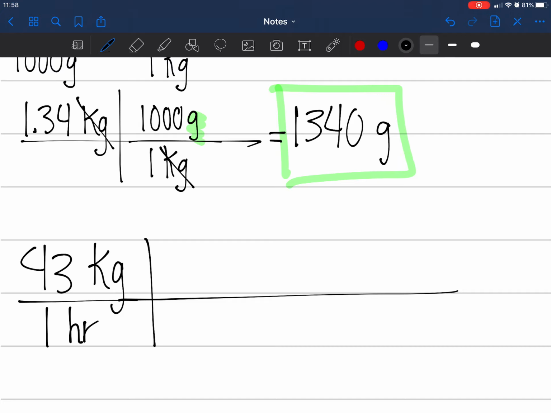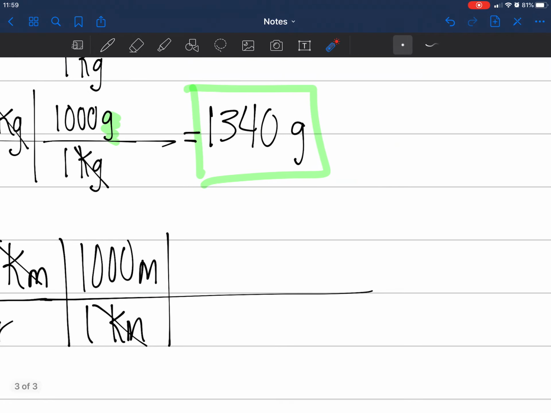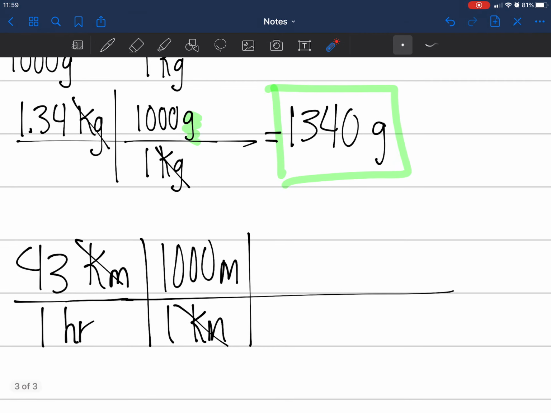I just noticed I made a mistake right here. It's not grams, it's kilometer. So I know that in 1 kilometer, there are 1,000 meters. Now this already canceled out. Now I'm in meters per hour. Now I need to convert my hours. So up here, in 1 hour, I know there are 60 minutes.